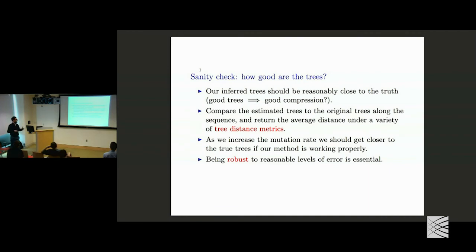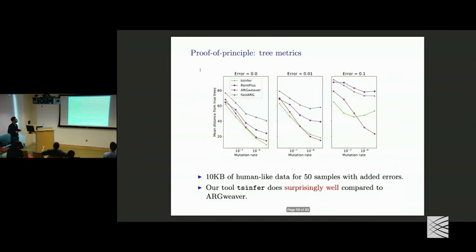Right, so as we increase the mutation rate, as we get more and more information about the topologies of the trees, what we should see is that the distance from the estimated trees to the true trees is trending towards 0. And again, being robust to a reasonable amount of error is absolutely essential here. We need to know that we're doing well in the face of errors.